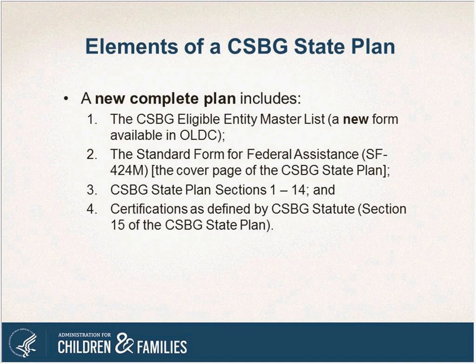For this slide, I want to talk a little bit about the elements of the CSBG state plan. This year's plan is a new complete plan, and this is the first time that we will have the CSBG eligible entity master list. We also talked about the standard form for federal assistance, the SF424M, which also incorporates the CSBG state plan sections 1 through 14, as well as the certifications as defined by the CSBG statute. So these are all the elements of the CSBG state plan for this year, with the addition of the CSBG eligible entity master list. I will pass the baton on to Nikki Frazier, who will talk further about the plan.